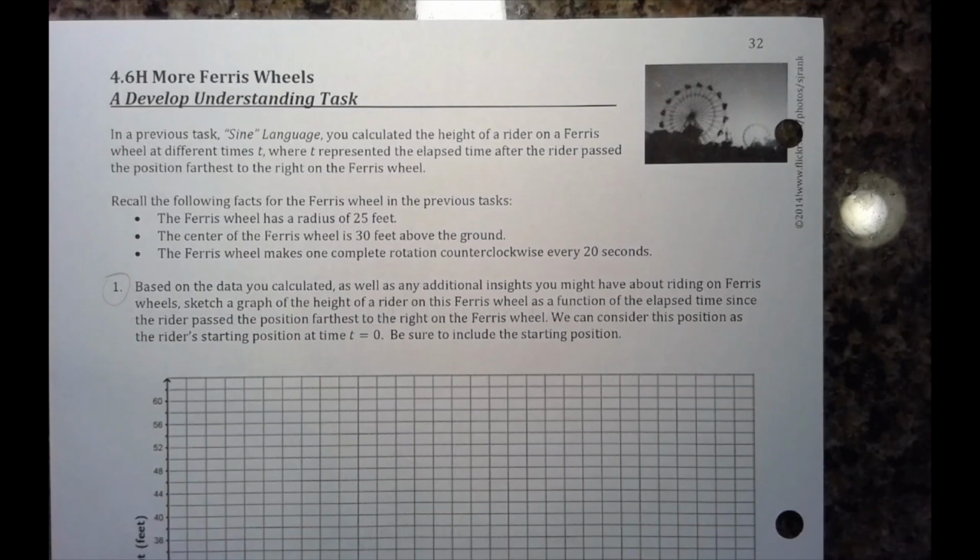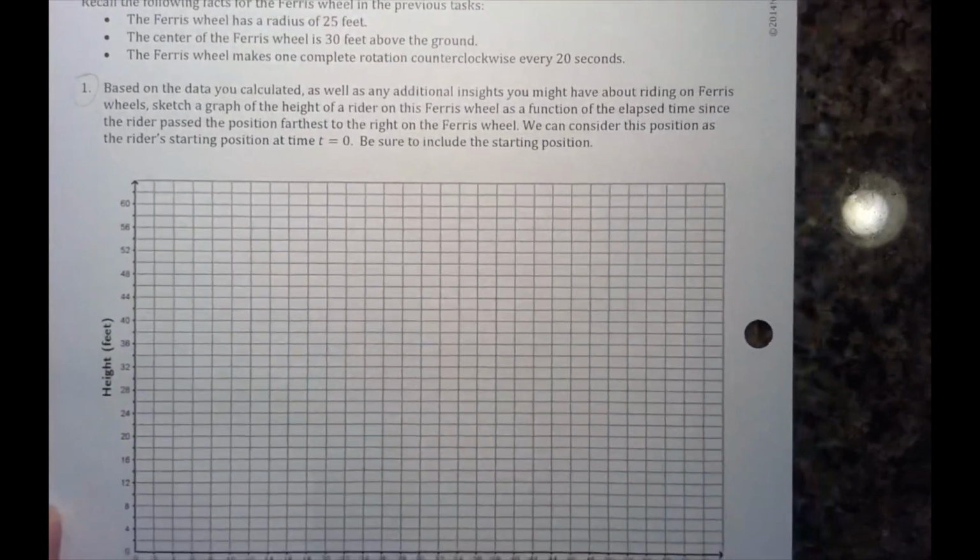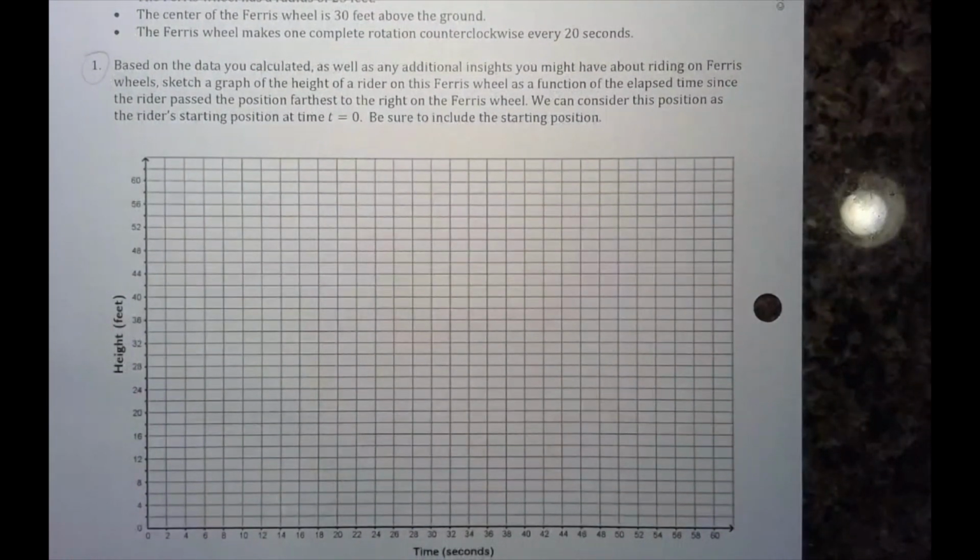All right, on page 32, the task of 4.6, they're talking about a little more Ferris wheel. So in the previous task, you found the height of the rider as time passes, where we call our Ferris wheel 25-foot radius, 30 feet off the ground is the center or the axle of the Ferris wheel, and it makes one rotation every 20 seconds. They want us to go through and graph this Ferris wheel on this grid. So keep in mind it's going around at 20 seconds, and we're still starting at that farthest right position on the Ferris wheel, so the furthest right chair, and that's going to be our time 0.